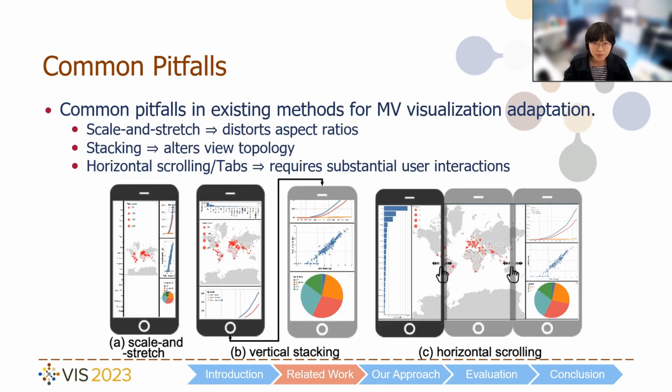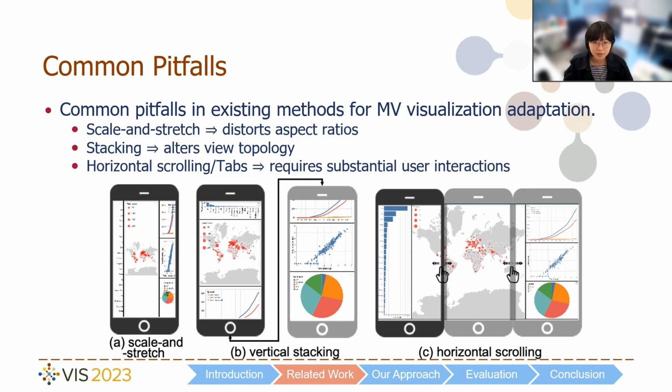So here I want to address some of the common pitfalls associated with existing methods. First, the scale and stretch method. While it might seem like a straightforward solution, it often distorts the aspect ratios of the visualizations, leading to misinterpretations or loss of crucial information.